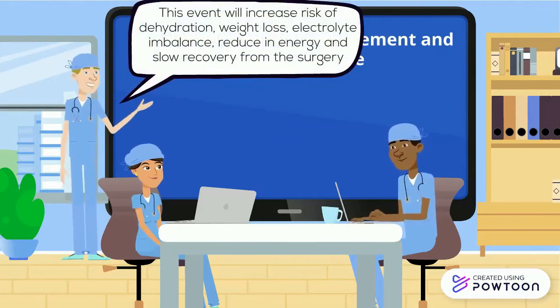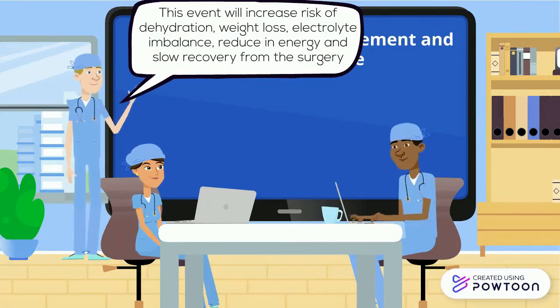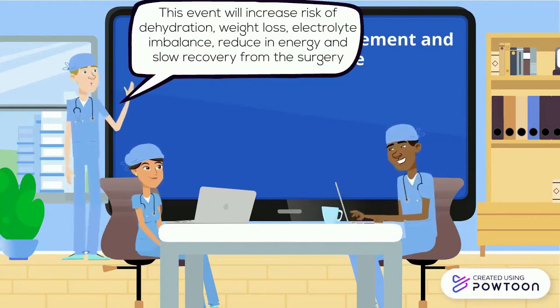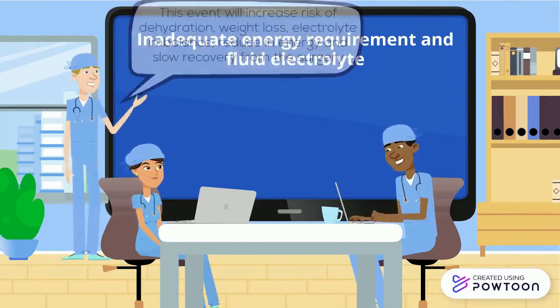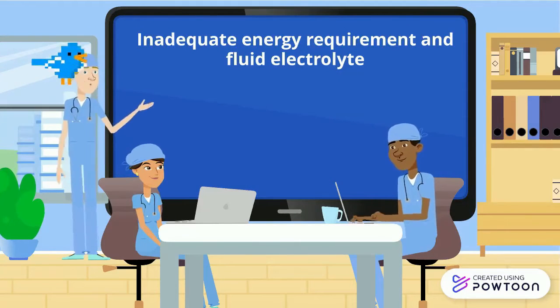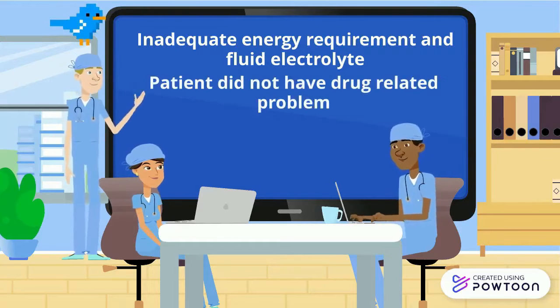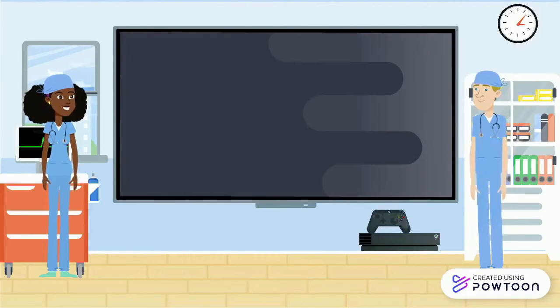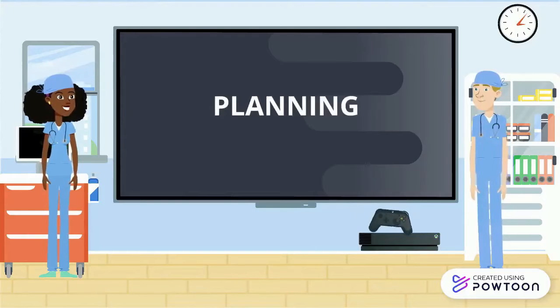So, this event will increase the risk of dehydration, weight loss, electrolyte imbalance, reduced energy, and slow recovery from the surgery. In this case, it also did not have any drug related problems. Now, let's move on to part P, which is the planning.